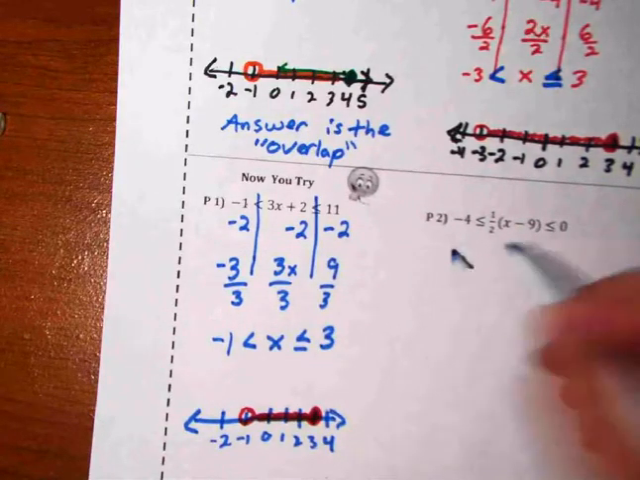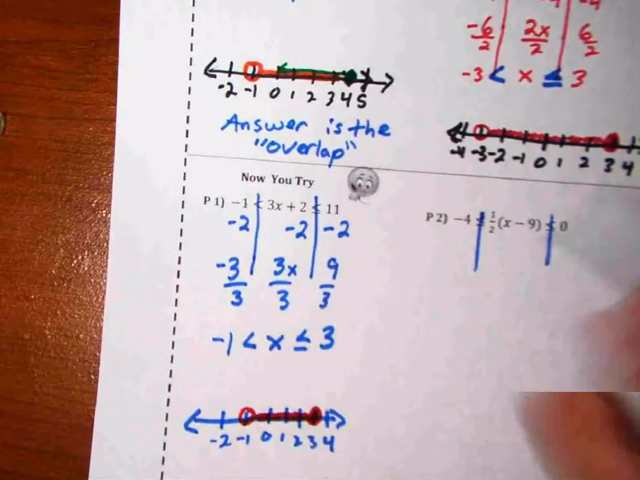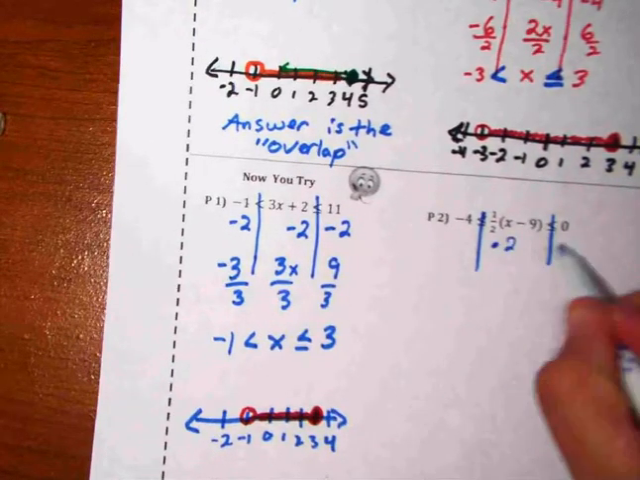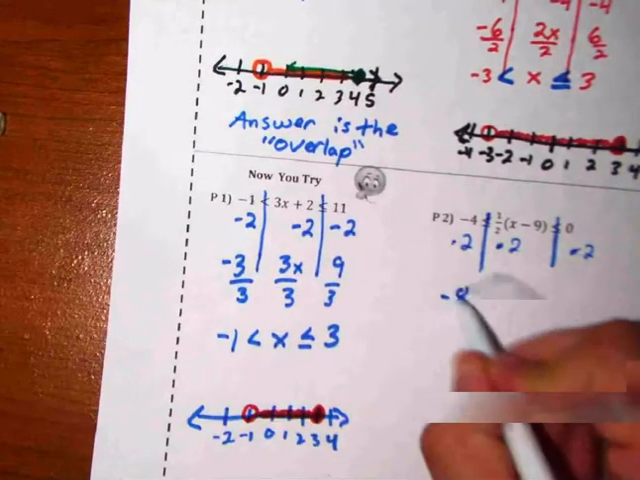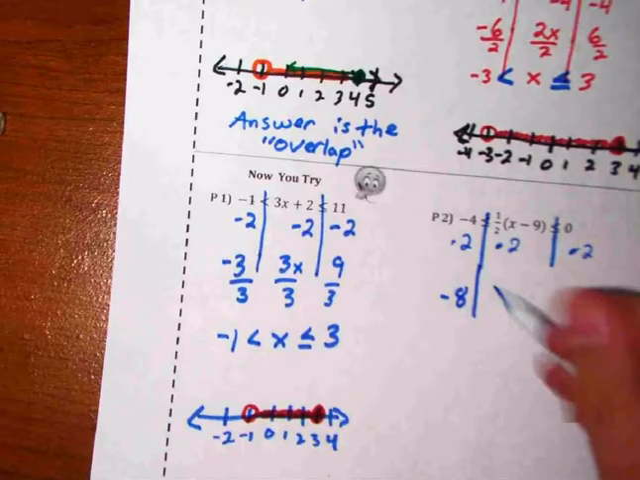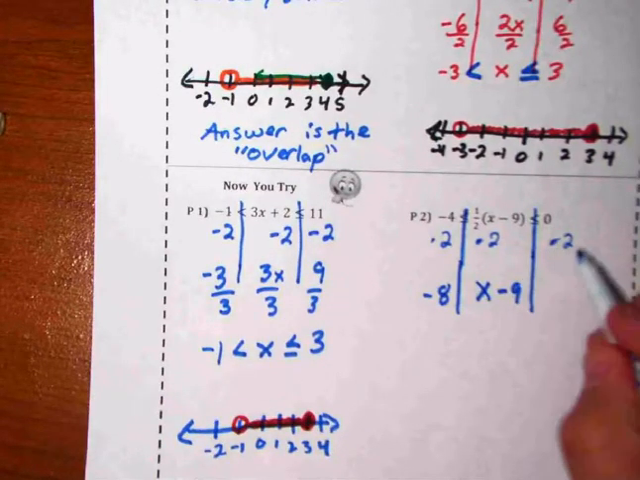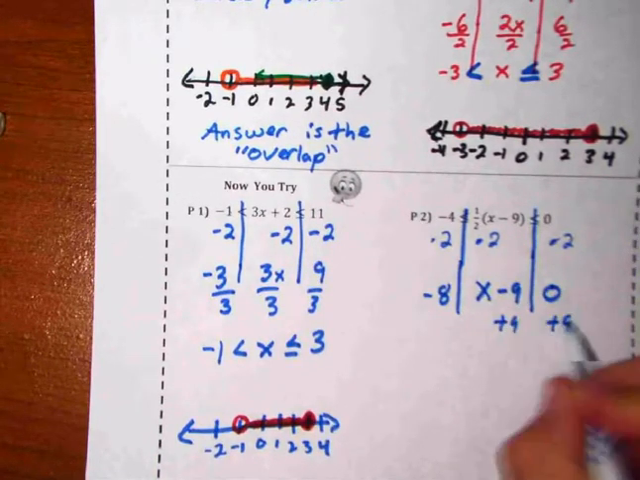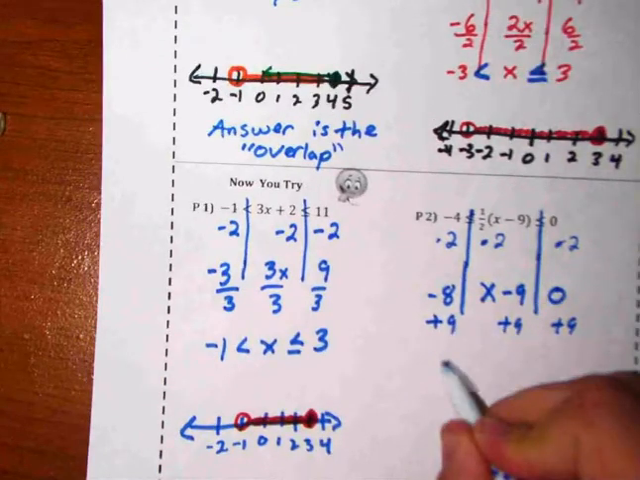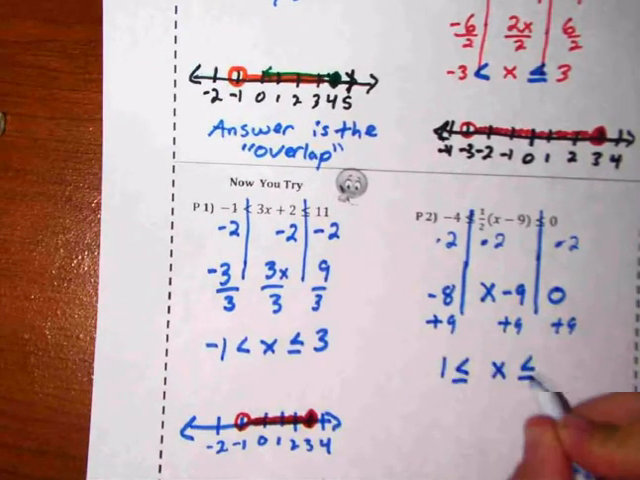So, for those of you that didn't get it right, here is how I would go about solving it. First, I would multiply everything by 2 to get rid of that fraction. So I have negative 8. And I have x minus 9 inside because the 2 and the 1/2 cancel out. And 0 times 2 is going to be 0. Now I add 9 to both sides. And so I have 1 is less than or equal to x, which is less than or equal to 9.